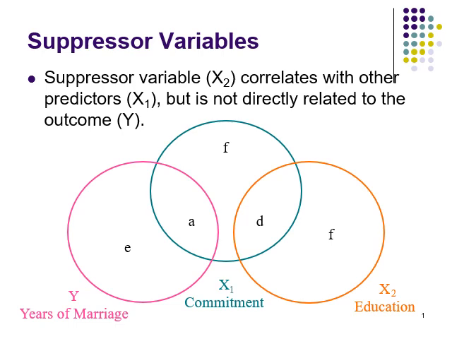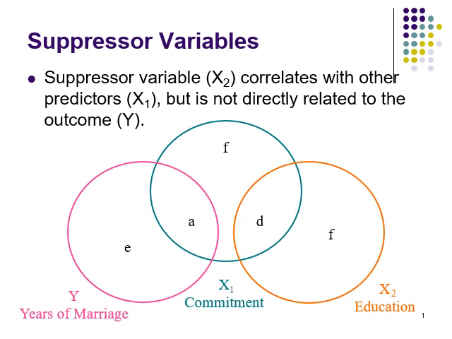So in this case, we have a very simple model. We have commitment, we have education, and we have years of marriage. Years of marriage is our outcome. Commitment is clearly related to years of marriage. Education is clearly related to commitment. Those with higher education are positively related and tend to have more commitment in their relationships, and those with more commitment in their relationships have more years of marriage. However, your level of education does not directly predict the years of marriage that you've had. So there is no direct relationship between the two.